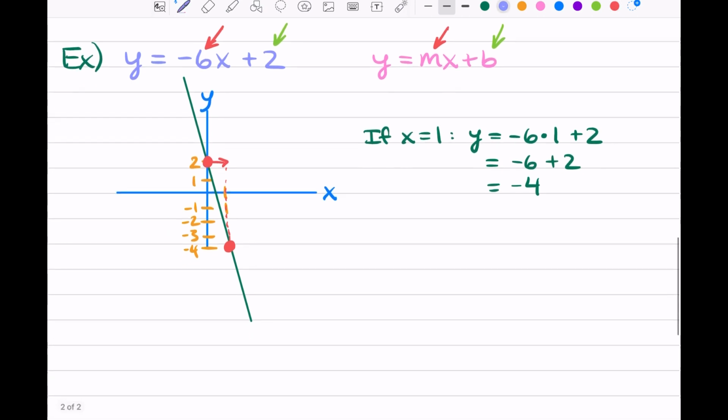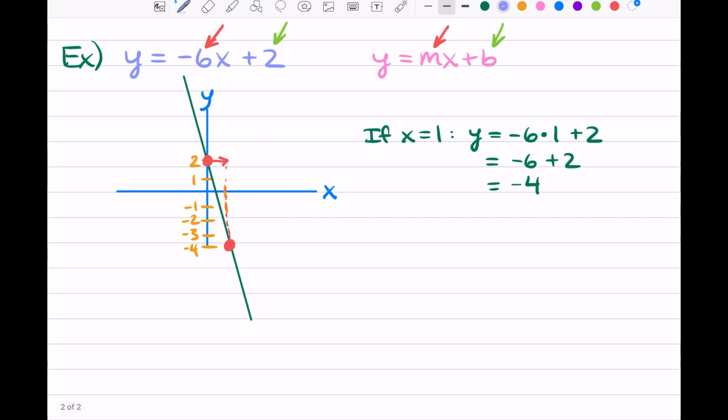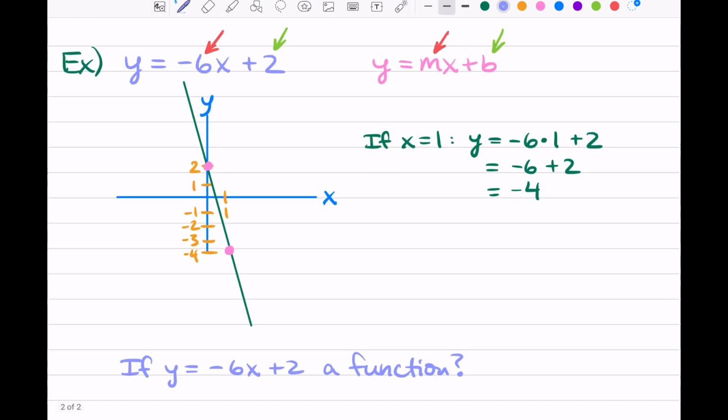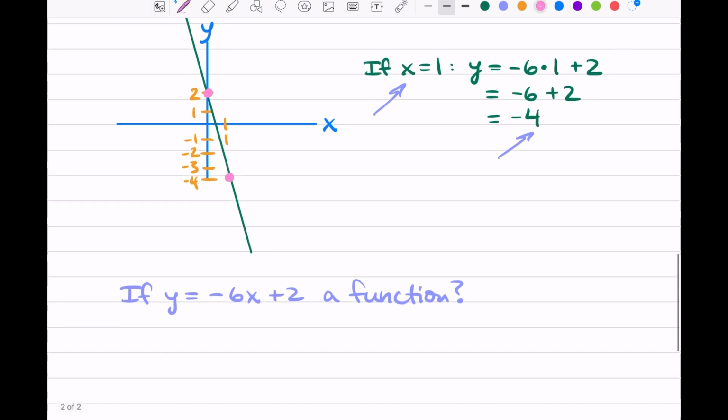And my question to you is, now that we know the idea of a function where you put something in and you get one associated thing out, let's get rid of that red there. My question to you is, is y equals negative 6x plus 2 a function? Well, we picked an x and we got an associated y out of it. Couldn't we just keep doing that? We can. So yes, we do have a function here.